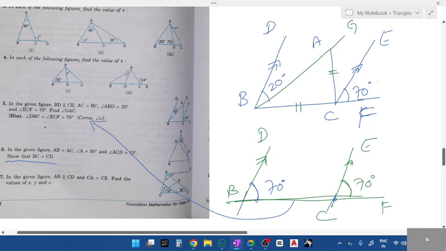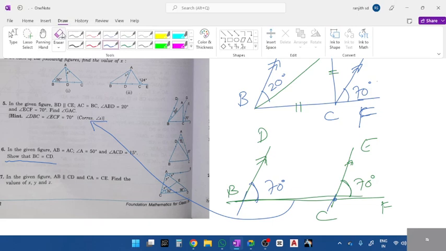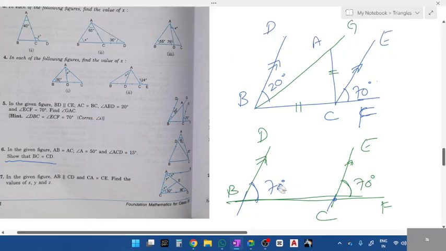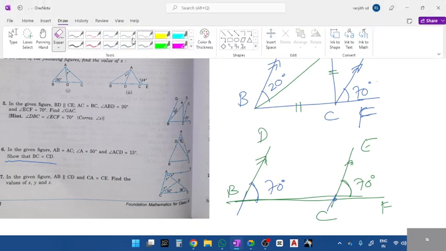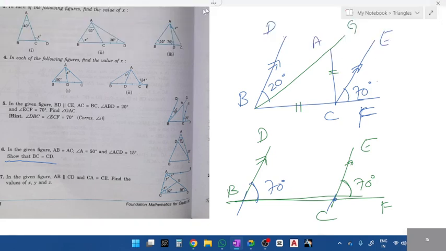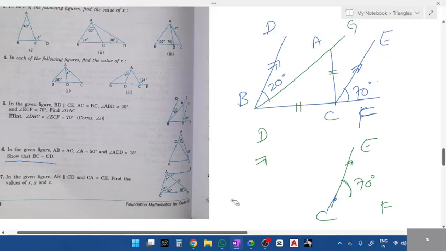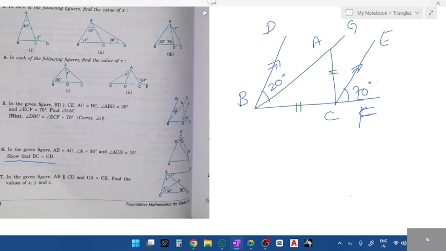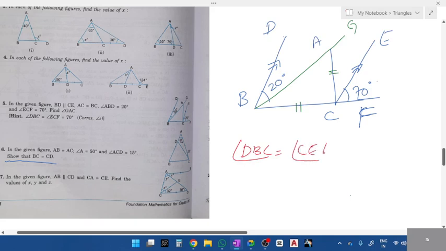Now did you all understand? DBC is equals to ECF. Okay. Same position, different lines. First, that is what you are supposed to write. Start from 70 degrees. 70 degrees is given here. So you can mention angle DBC is equals to angle CEF, that is equals to 70 degrees.